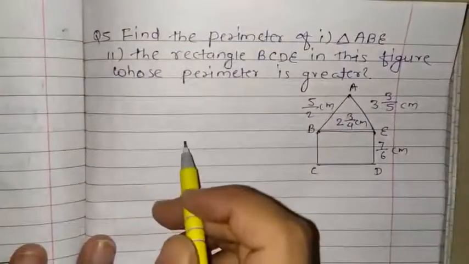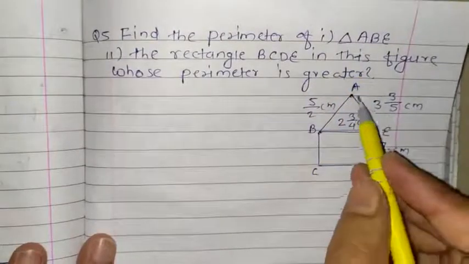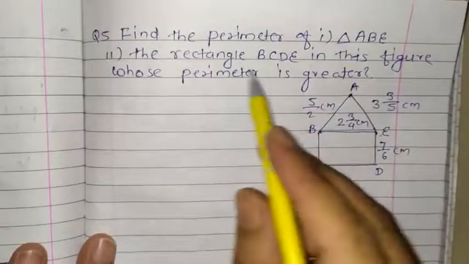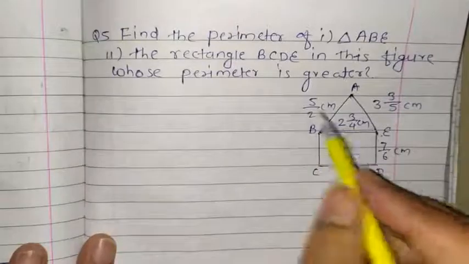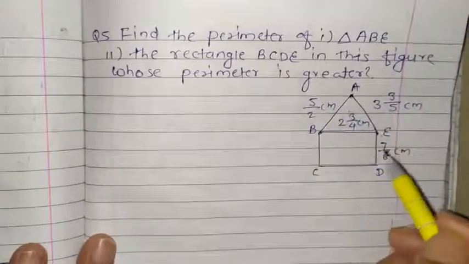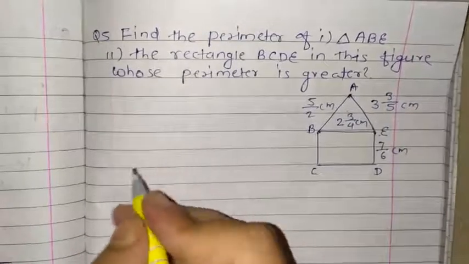So in this question, we have to find the perimeter of this triangle ABE as well as the rectangle BCDE, and check whose perimeter is greater. So we have to find the perimeter of the triangle, the perimeter of the rectangle, and then check which perimeter is greater. So let's get started.